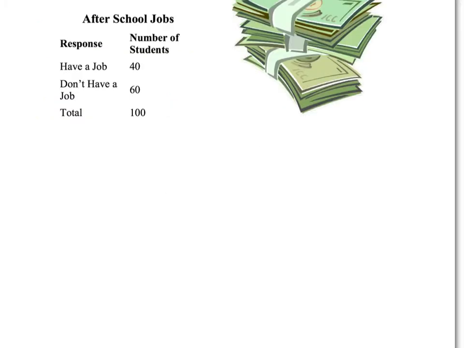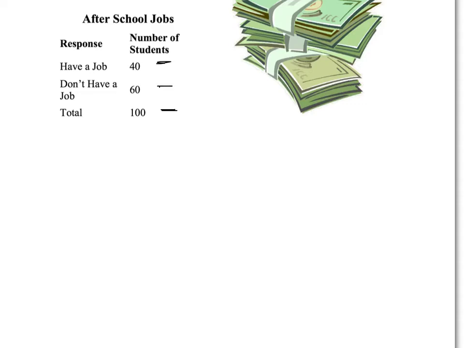Ratios are commonly used with surveys. Here I have a simple survey in which students responded to a survey saying if they have a job or do not have a job. There are a total of 100 students surveyed. 60 of them do not have a job. 40 of them do have a job.